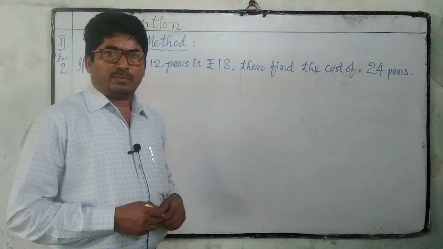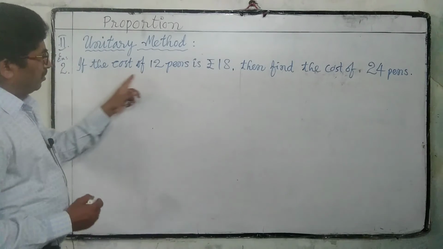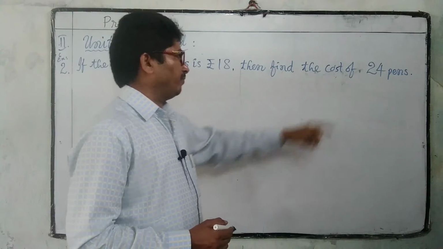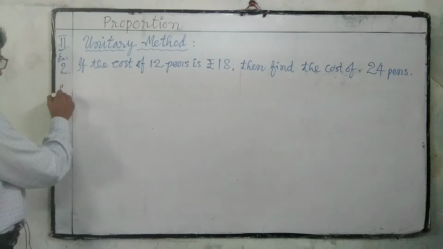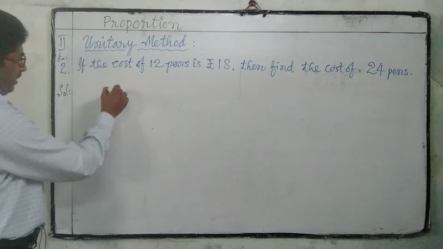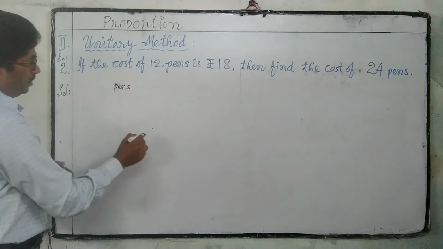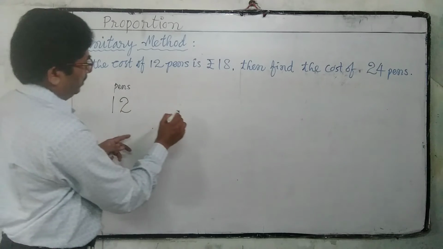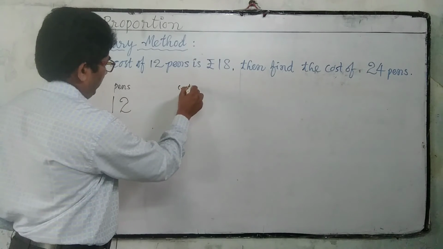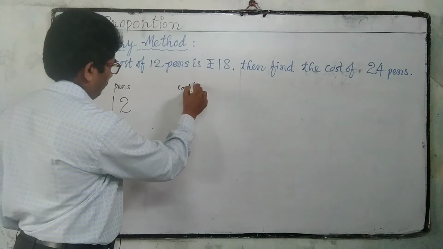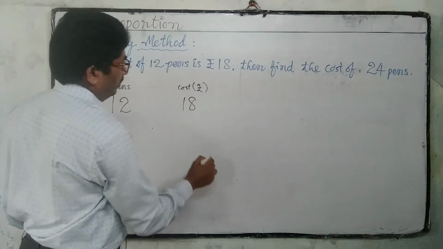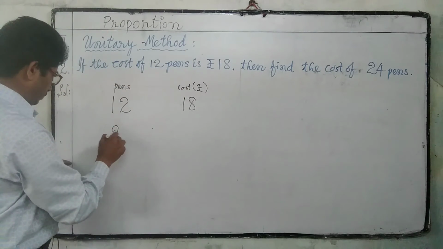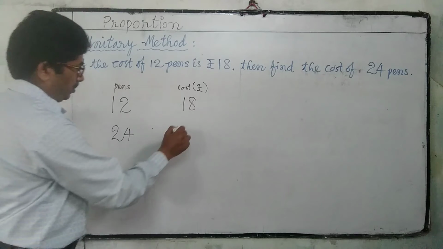Let us observe one more example. If the cost of 12 pens is 18 rupees, then find the cost of 24 pens. Pens 12, cost in rupees 18. Find the cost of 24 pens. How much?